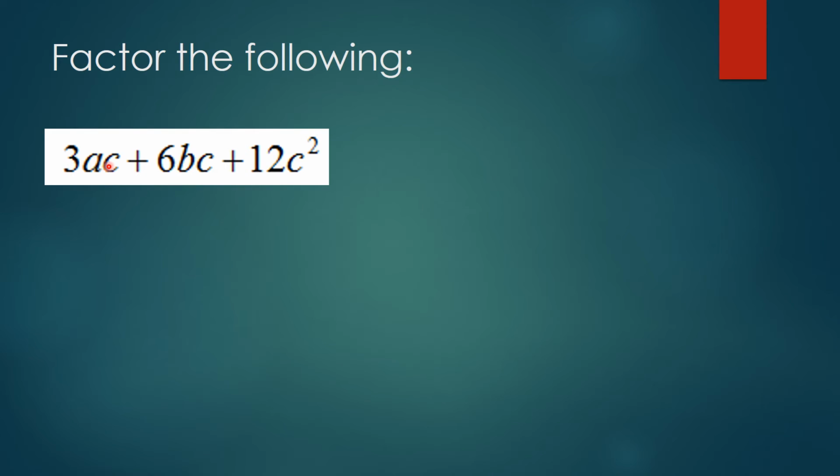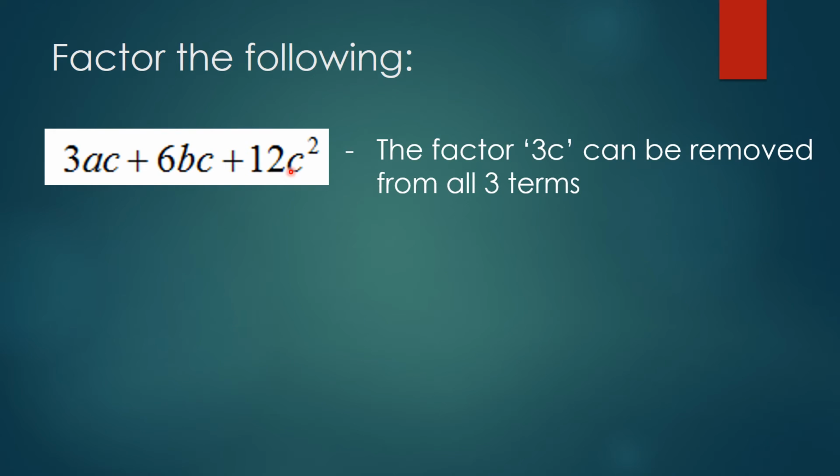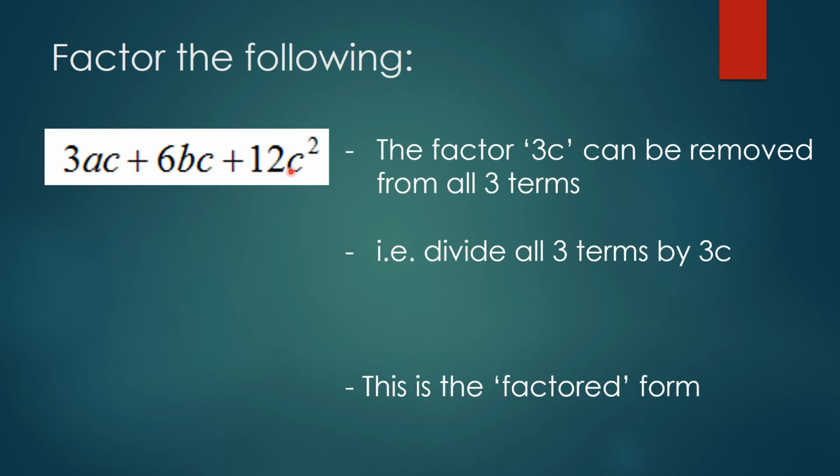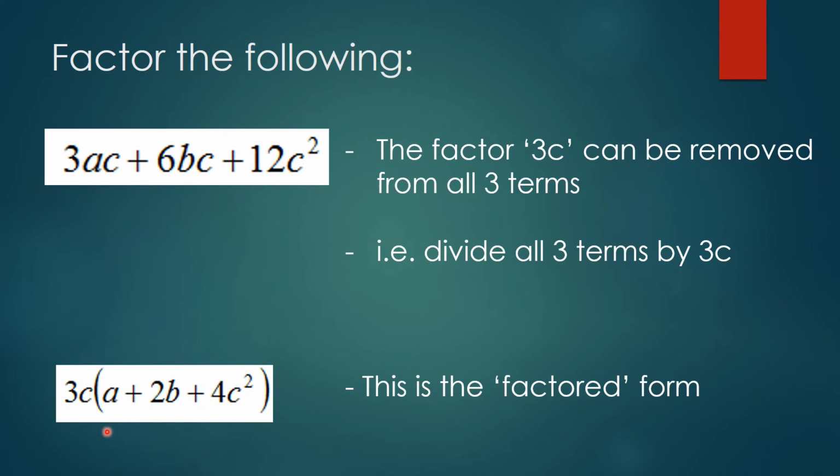Divide 3ac divided by 3c is going to give you a. 6bc divided by 3c is going to give you 2b. And 12c squared divided by 3c is going to give you 4c. Divide all three terms by 3c. So that's what we said.